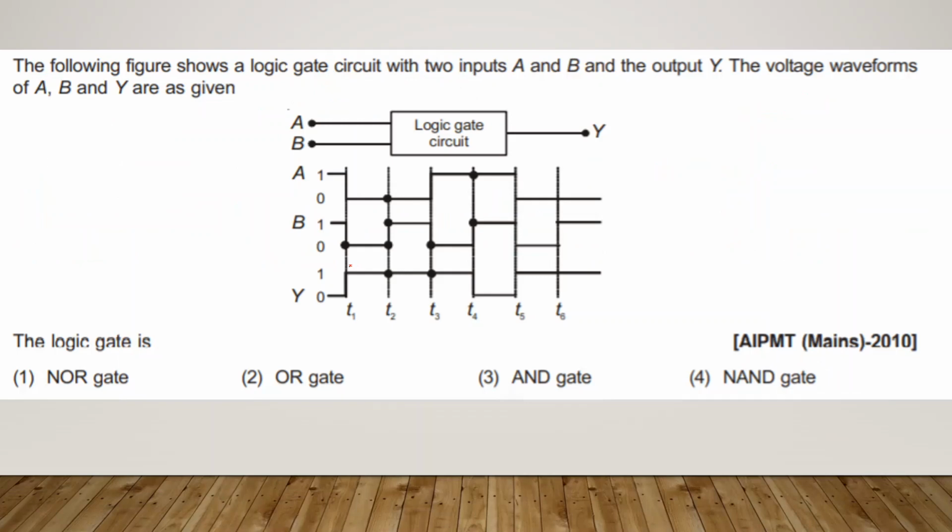Okay, let us see the next question. This question was asked in All India Pre-Medical Test 2019. What is the question he has given? The following figure shows a logic gate circuit with two inputs. Here he has given two inputs and output Y. The voltage waveforms of A, B, Y are given. Here A, B represent inputs, whereas Y is an output.